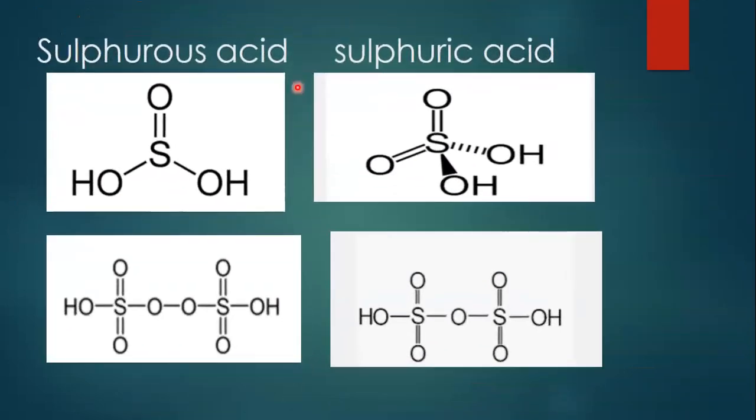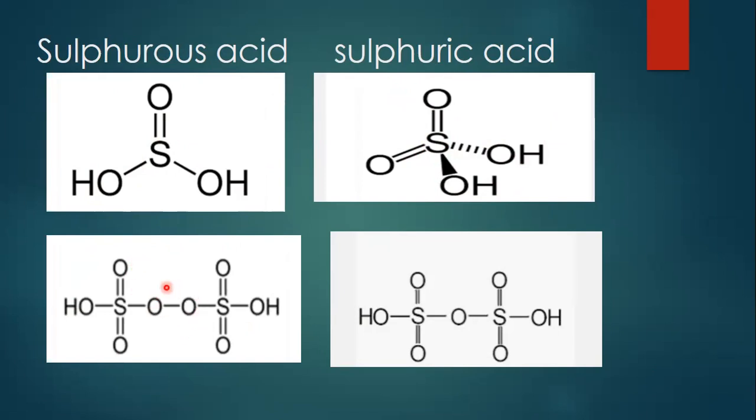Now the oxo acids of sulfur. See, the first structure is H2SO3. I am again repeating, H2SO3, and it is called sulfurous acid, and its basicity is 2. This is the structure of sulfuric acid, H2SO4, where basicity is again 2, because 2 hydrogen OH bonds are there, and it is very important. H2S2O8 is called peroxo disulfuric acid. I am again repeating, peroxo disulfuric acid.